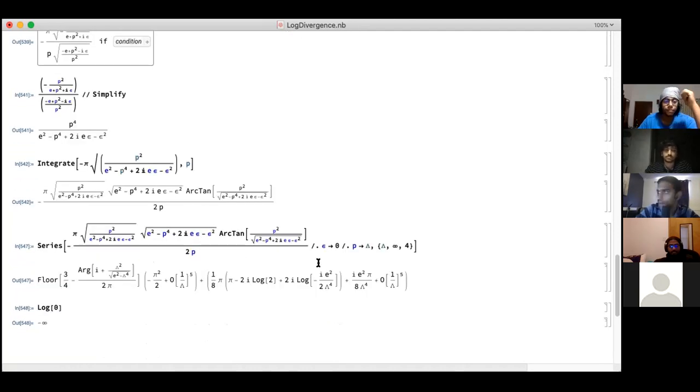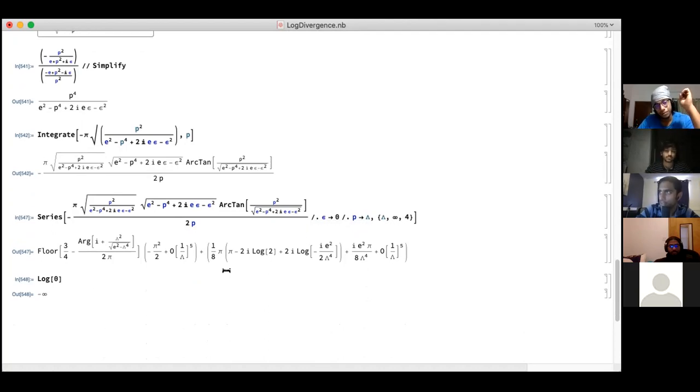Doesn't matter. I'll just take epsilon to 0, p to lambda, and expand to 4th order. I get this floor of argument thing, some integer. Doesn't matter what it is. It's not diverging. This, however, is a problem. Because when I take lambda to infinity, this goes to 0. And as you know, log of 0 is a problem. So yeah, this is basically what I meant when I was saying that this diverges logarithmically.